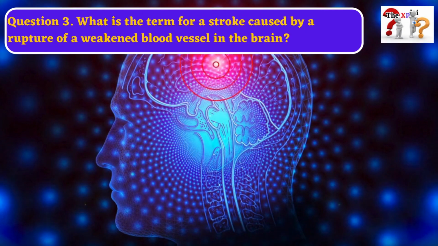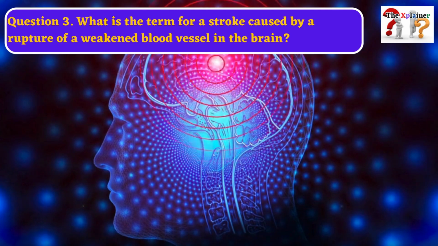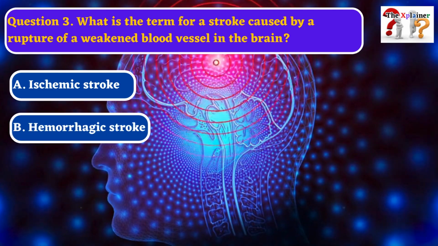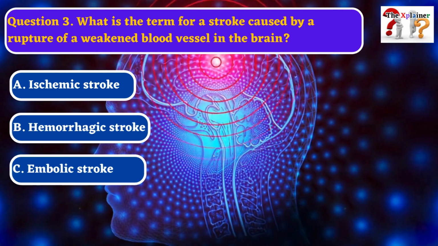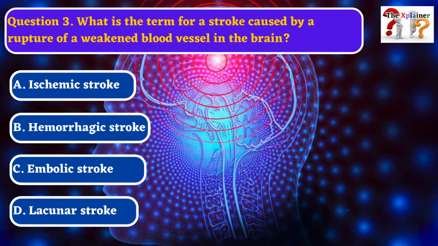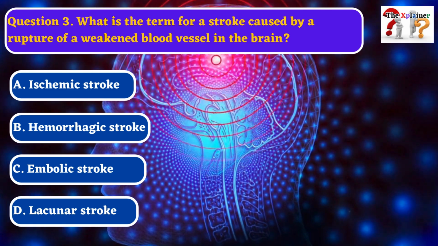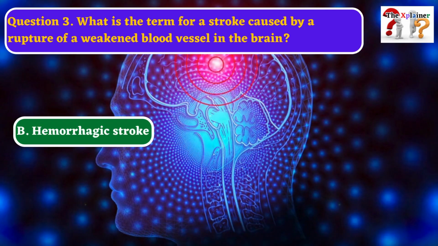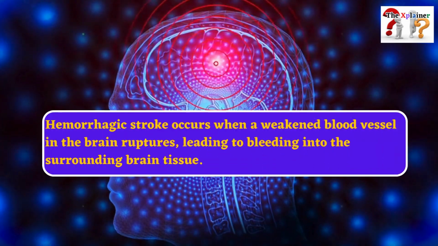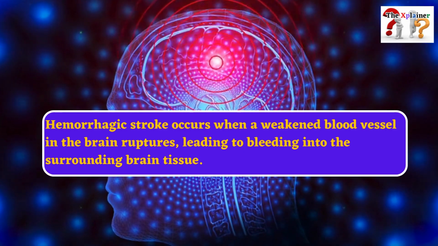Question 3. What is the term for a stroke caused by a rupture of a weakened blood vessel in the brain? Is it A. Ischemic stroke, B. Hemorrhagic stroke, C. Embolic stroke, D. Lacunar stroke? The correct answer is B. Hemorrhagic stroke. Hemorrhagic stroke occurs when a weakened blood vessel in the brain ruptures, leading to bleeding into the surrounding brain tissue.